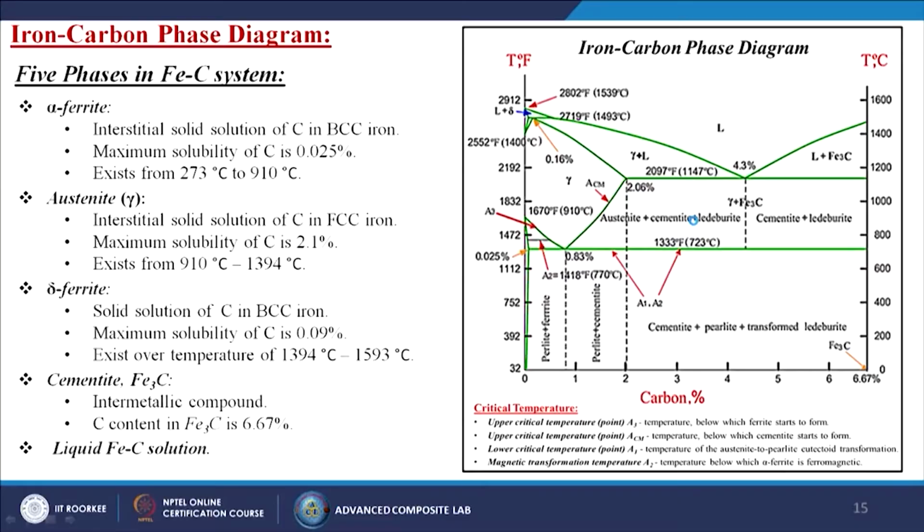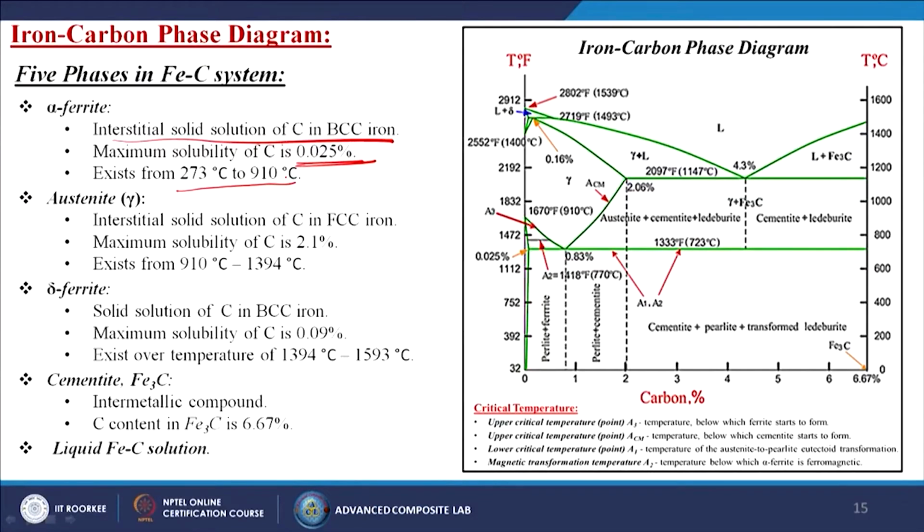Now we are going to discuss the famous iron carbon phase diagram. Five phases are present in the iron carbon system. First is called alpha ferrite. Alpha ferrite is the interstitial solid solution of carbon in BCC iron. Maximum solubility of C is 0.025%. After that the C will not be dissolved into that phase. It exists from 273 degrees centigrade to 910 degrees centigrade.